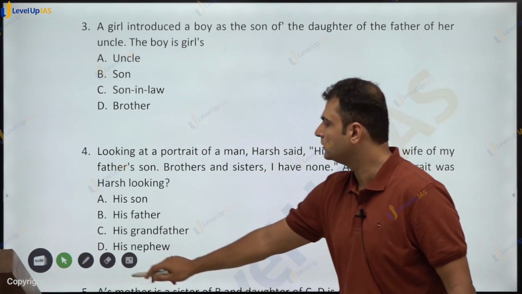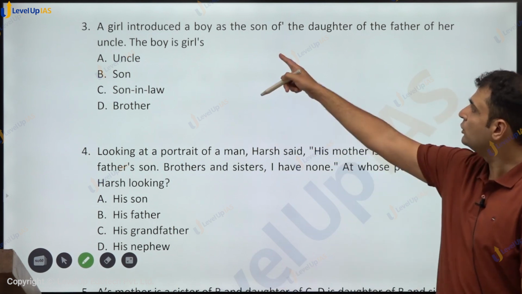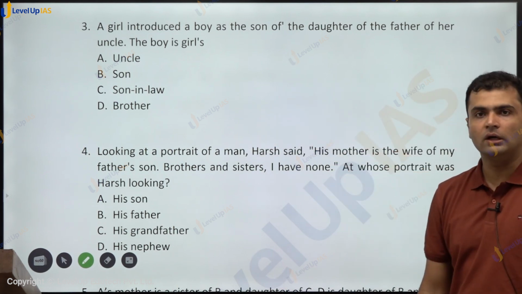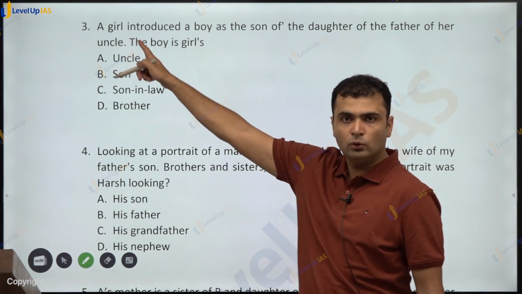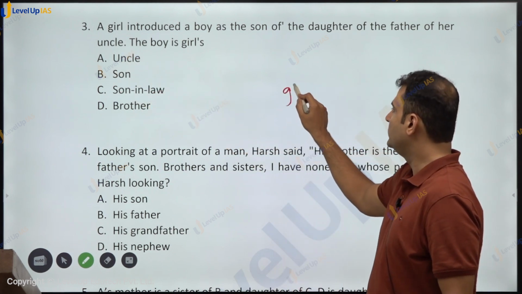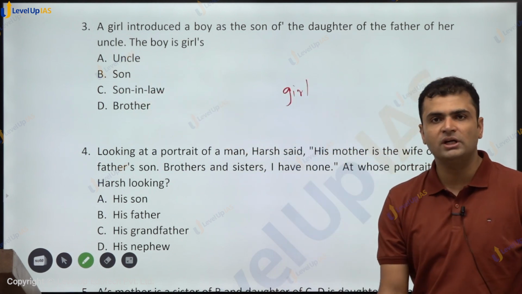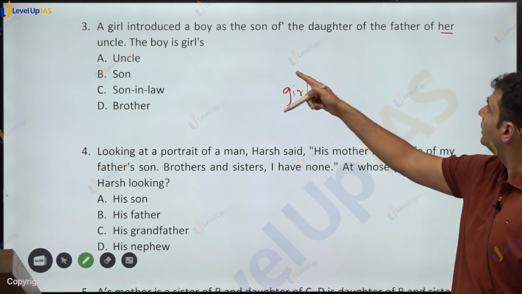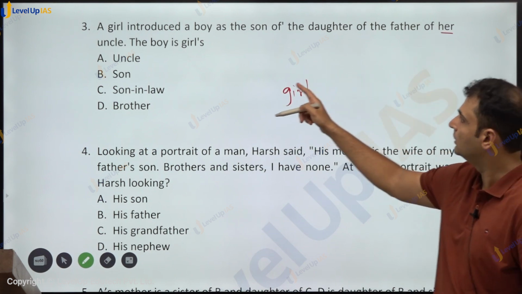Next, a girl introduced a boy as son of daughter of father of her uncle. So we start with the girl, whoever is describing. So this is a girl. Then we'll go to the position where she is described. She is talking about herself. She is talking about her uncle, father of her uncle.